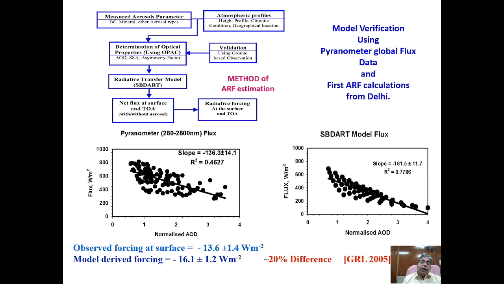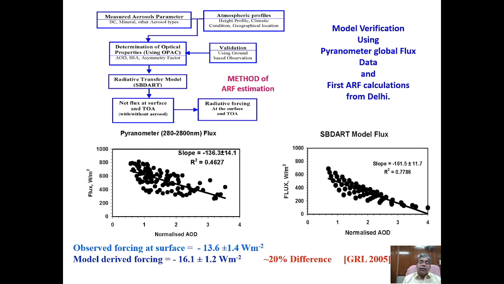And when they are normalized, aerosol optical depth is plotted with respect to the measured flux, and here in this case the model flux, then we can see that there is an extremely good correlation between these two results, and the observed forcing, which was of the order of minus 13.6 plus or minus 1.4 watt per meter square, is very close to the model estimate of 16.1 plus or minus 1.2 watt per meter square.